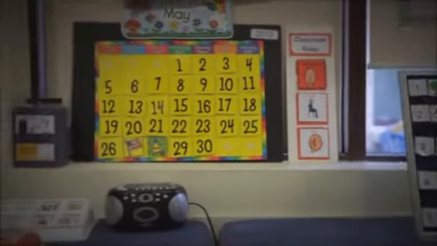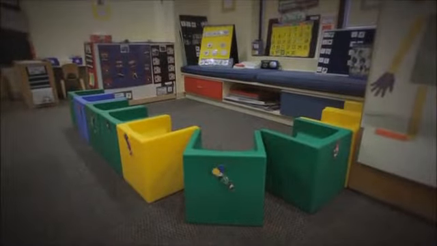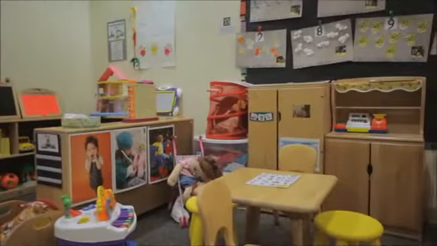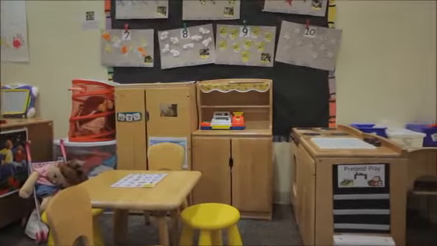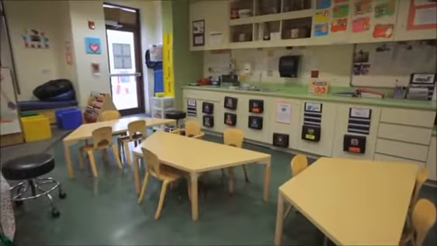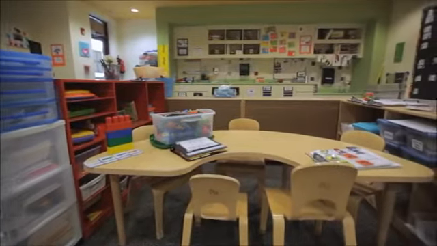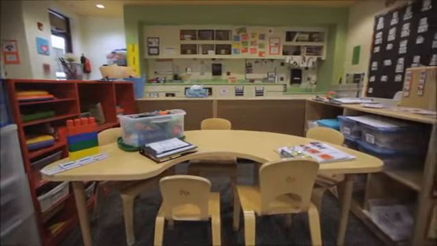Our program provides services to children 3 to 5 years of age through a contract with the local school system. Our program is highly specialized to meet the needs of children on the autism spectrum, and the class we're going to see now is designed for 9 children, and it has 4 staff at the current time, a teacher and 3 paraprofessionals.